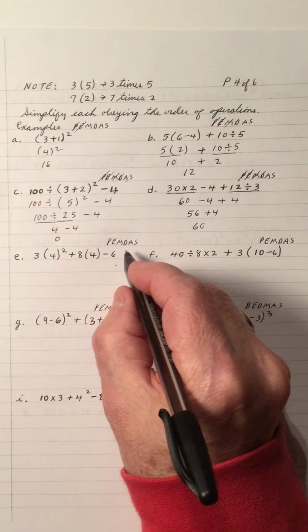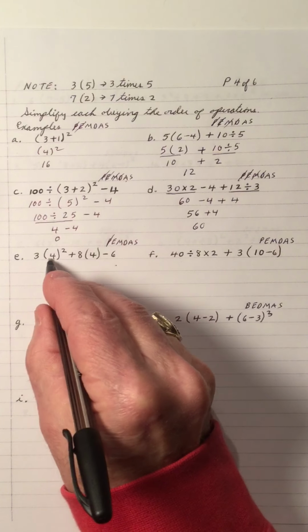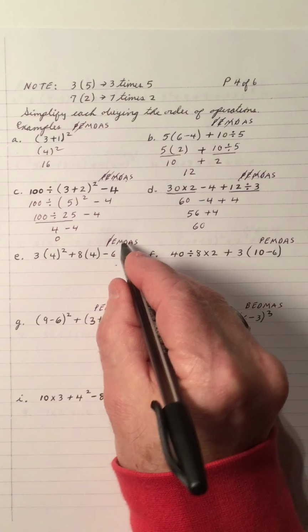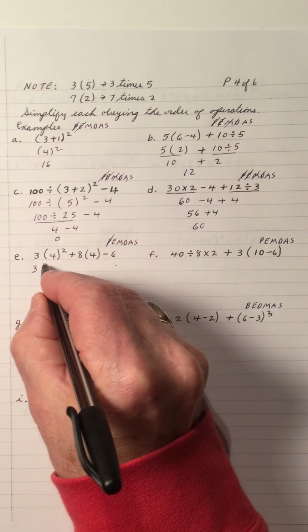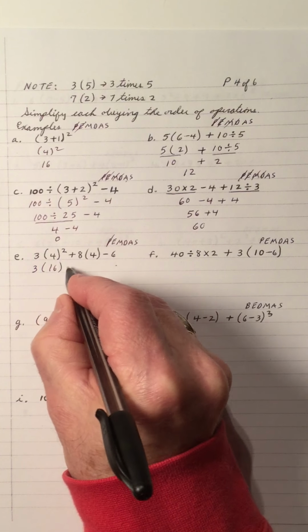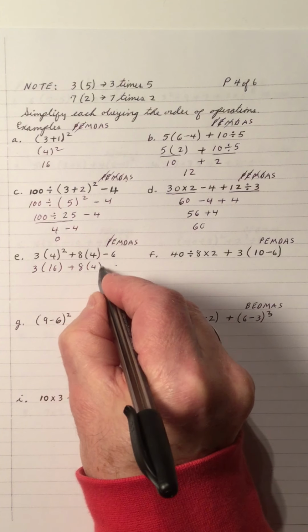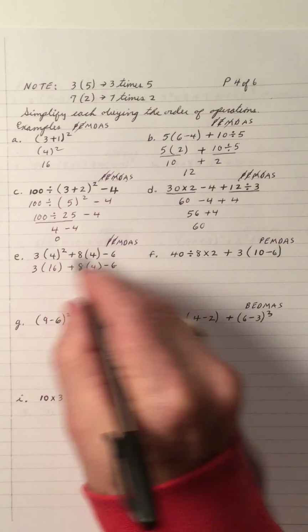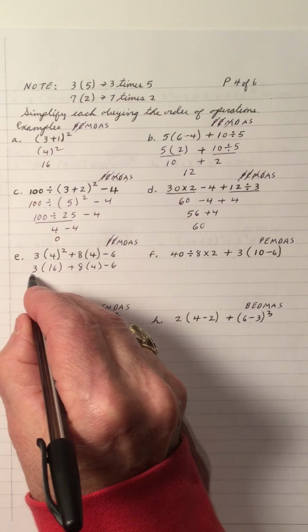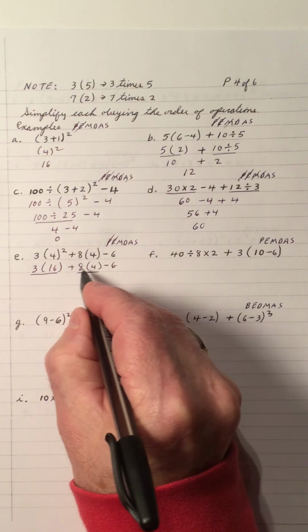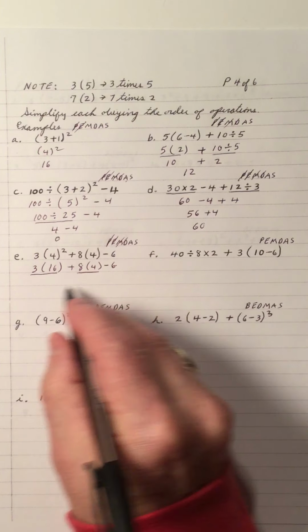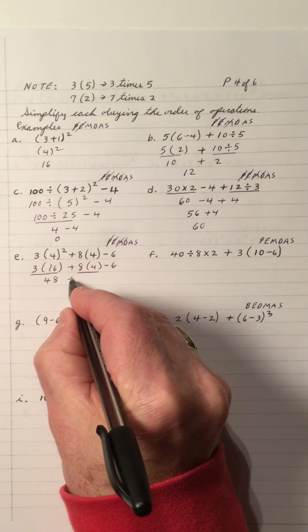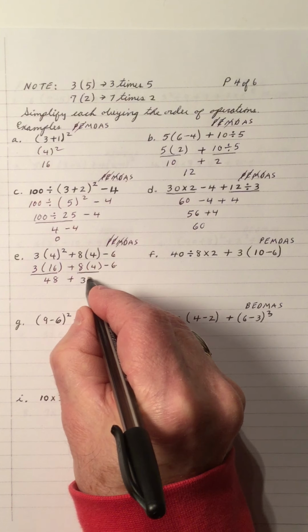PEMDAS again. I have no parentheses here because inside of this is already worked out. So I have to do the exponent next. 4 squared is 16, and I write the rest of the problem down. Exponent is done. Multiplication, division, as I go from left to right. I see a multiplication here and a multiplication here, so I do these two first. 3 times 16 is 48. Plus 8 times 4 is 32.